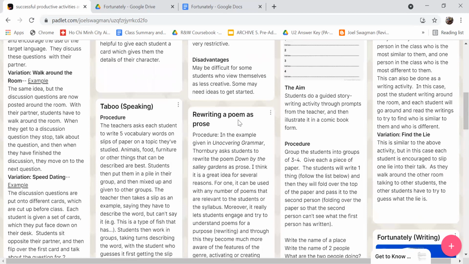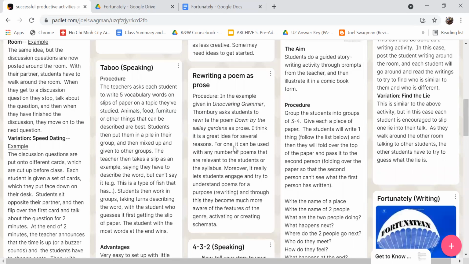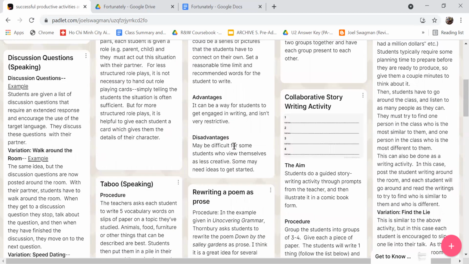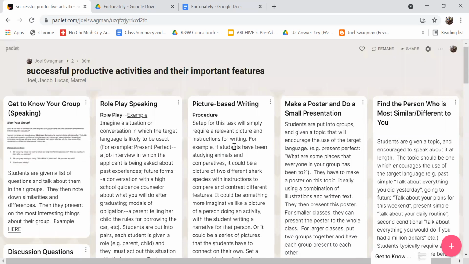Rewriting a poem as prose. This one also comes from Thornberry's Uncovering Grammar. So the students are given a poem and they have to rewrite it as prose. It's writing practice, obviously, but it also helps them to become aware of the features of poetry by having to translate it into prose.